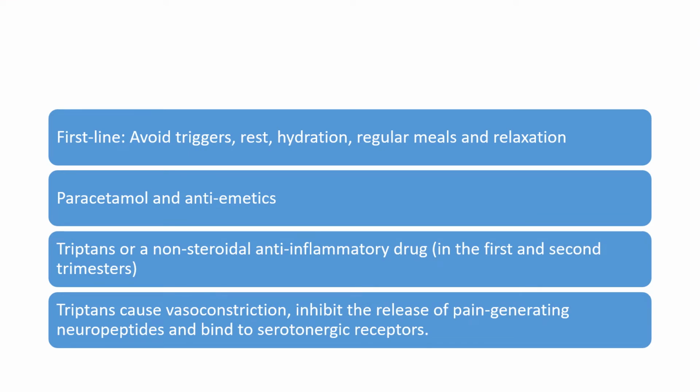First line is to avoid triggers, rest, get hydration, regular meals, and relaxation. Paracetamol and antiemetics could be helpful to treat symptoms of migraine. However, things like triptans or even non-steroidal anti-inflammatory drugs, especially in the first and the second trimester, can be considered. Triptans cause vasoconstriction and inhibit the release of pain-generating neuropeptides and bind to serotonergic receptors. Sumatriptan is the commonly used triptan, and that's something that can also be used in pregnancy.